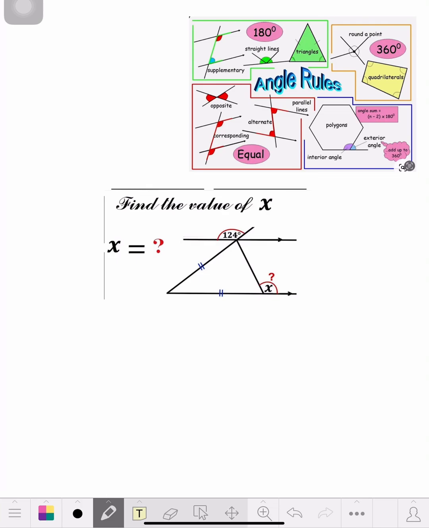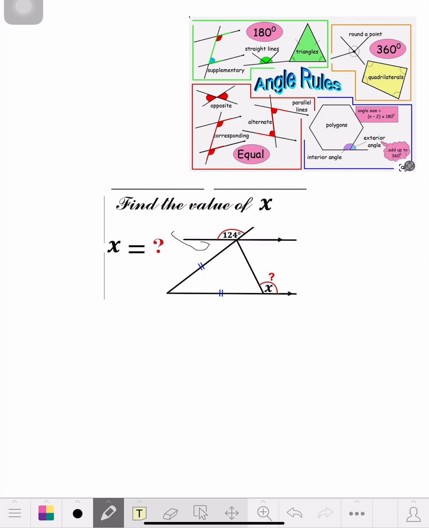Okay, here's what we're going to do. I put the angle rules above. I always like to do that, because I feel the more times you look at it, the better off you're going to be. You're going to say, oh yeah, I remember seeing that. So the one we're first going to use, we're going to solve for this one.